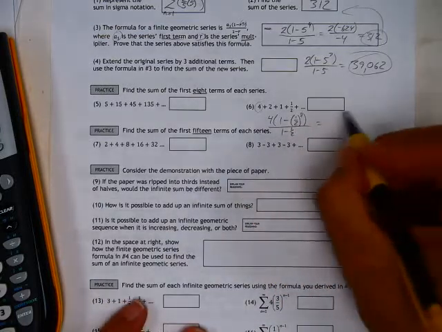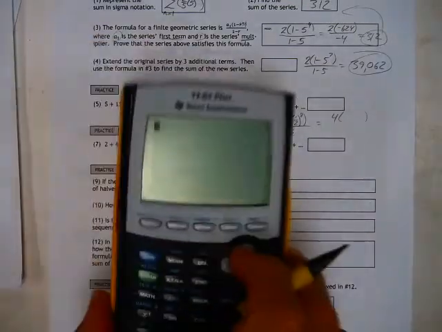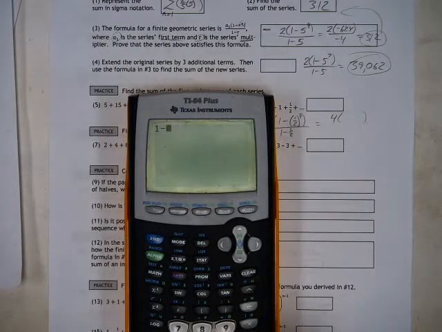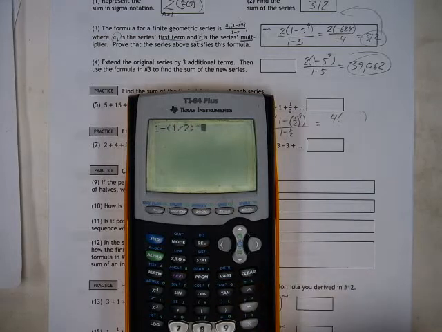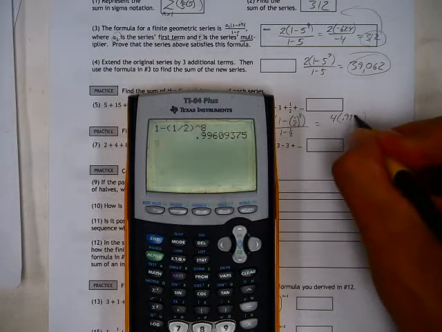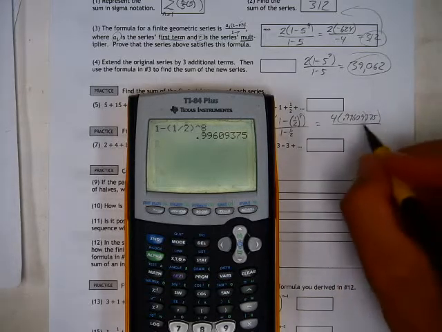Okay, so in this case here, I've got the 4. I'm going to multiply this by, I'm going to see if I can do this all in one shot. 1 minus, and this is going to be kind of crazy, parentheses, 1 divided by 2 raised to the 8th power. Okay, so that's a crazy number. That's 0.9960935. I'm going to try and go through this without any rounding errors because, just because.